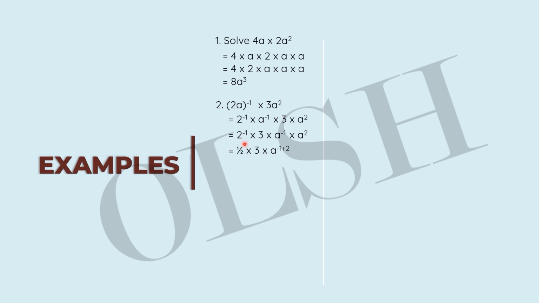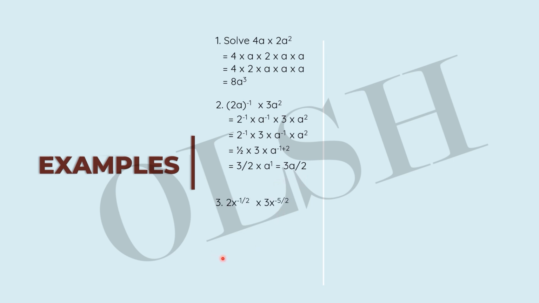So we automatically turn this to 1 divided by 2 times 3 times a raised to the power minus 1 times a raised to the power 2, which will be simplified to give us a raised to the power minus 1 plus 2. We then have 3 divided by 2 times a raised to the power of 1, because of course 1 divided by 2 times 3 is the same as 3 divided by 2, and a raised to the power of minus 1 plus 2 is the same as a raised to the power 1, because minus 1 plus 2 is the same as 2 minus 1. That will give us 1. So we finally have 3a divided by 2.